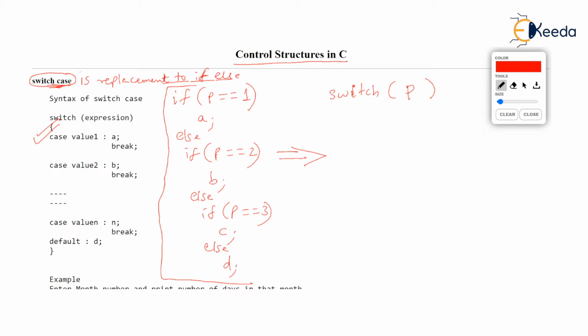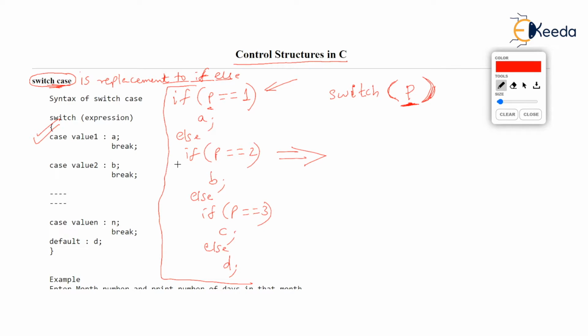Now you see the technique used here: in the brackets of the switch, you write the variable which is supposed to be compared with a value. Check the if here. Which variable are we comparing in the if? We are comparing p with 1, p with 2, p with 3. In the brackets of the switch statement, we will simply give the variable which is under consideration.